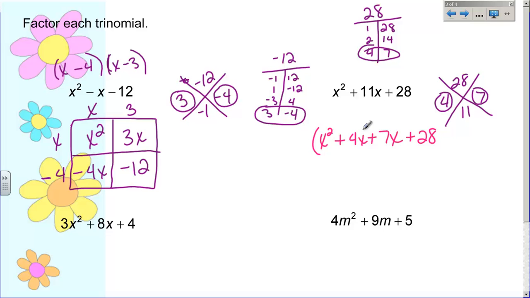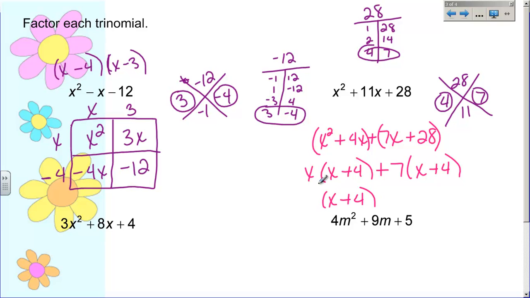Then I get to group and do GCF. Well, the greatest common factor for this group is just an x. And so what's left when I factor out the x is x plus 4. And the greatest common factor for this group is a 7. And so what's left when I factor that out is x plus 4. Just like yesterday, my parentheses match up. So one of my factors is x plus 4, and the other factor is x plus 7.